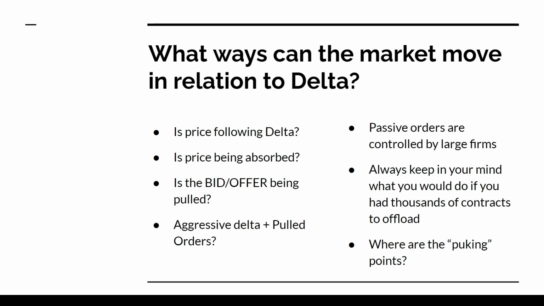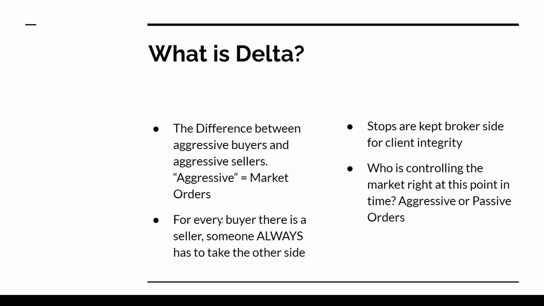Okay, and when you take all of that into consideration, whereabouts are either the aggressive or passive order participants going to puke, and whereabouts are they going to be covering, and their positions are going to be under pressure? Because when they cover and get out of their positions, regardless of what side it is, that instantly provides liquidity for the other side to take profits and for them to get out of that. Because as we covered before, for every buyer there is a seller, someone always has to take the other side.